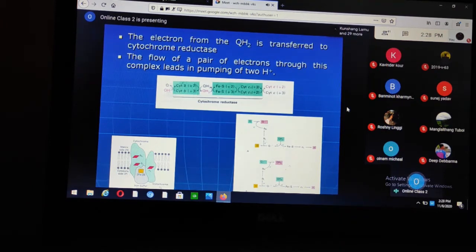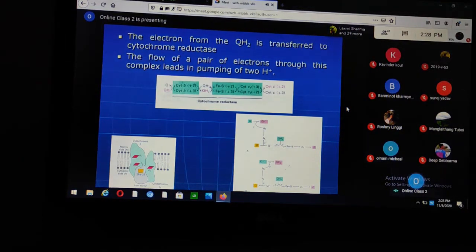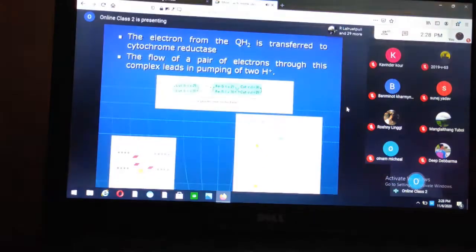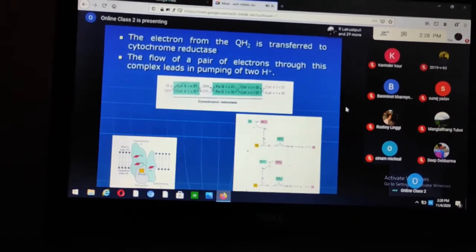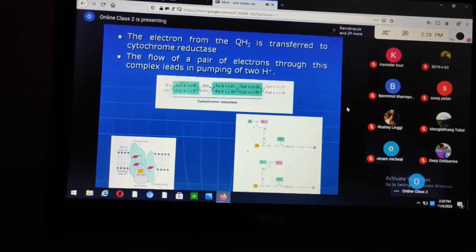So the electrons from the coenzyme Q, which is lying in the inner membrane of the mitochondria, pass the first electron to the iron sulfur complex. Then from the iron sulfur complex, the electron is transferred to cytochrome C1. From C1, this will go to cytochrome C, which is somewhere here. So only one electron is transferred from the coenzyme Q in this reaction.